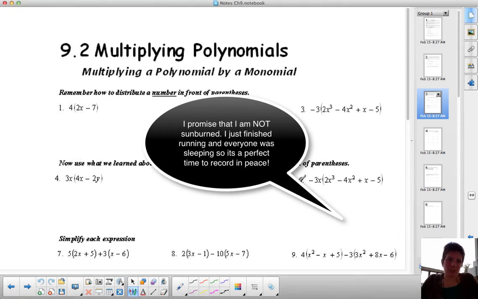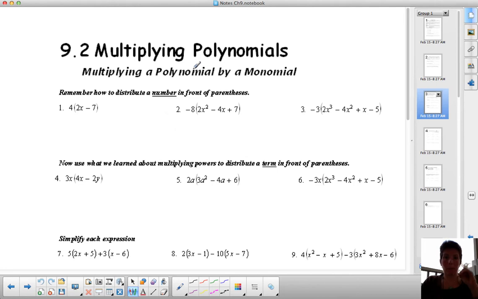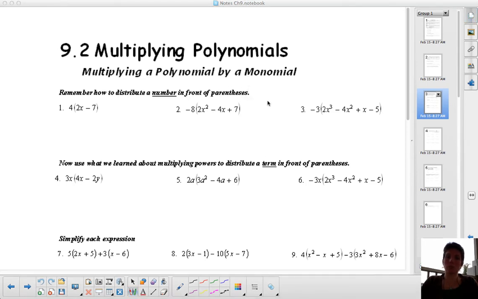Alright, so we're going to go ahead and start our Chapter 9 work in Section 9.2, which is over multiplying polynomials. Remember that when we use the word polynomial, we're talking about sums, and we're going to start with multiplying a sum by a monomial. So the first thing we have to talk about is remember how to distribute a number in front of a set of parentheses.